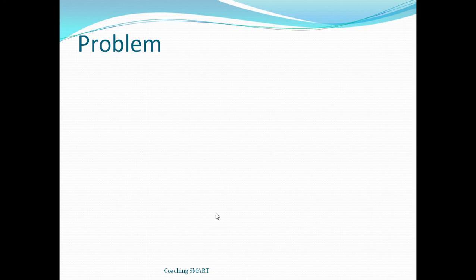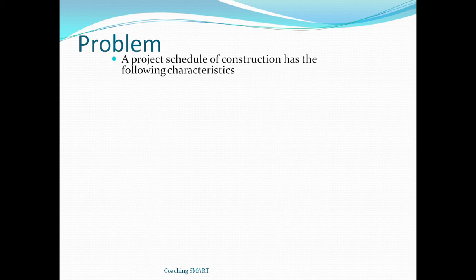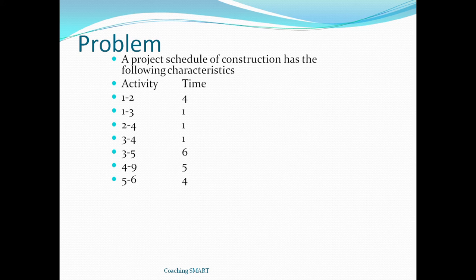Problem. A project schedule of a construction has the following characteristics: activity and time. 1 to 2, 4 minutes. 1 to 3, 1 hour. 2 to 4, 1 hour. 3 to 5, 1 hour. 3 to 5, 6 hours. 4 to 9, 5 hours. 5 to 6, 4 hours. 5 to 7, 8 hours. 6 to 8, 1 hour. 7 to 8, 2 hours. 8 to 10, 5 hours. 9 to 10, 7 hours.